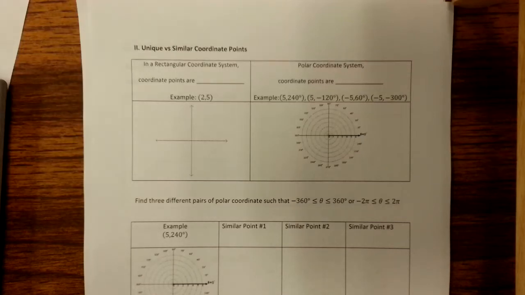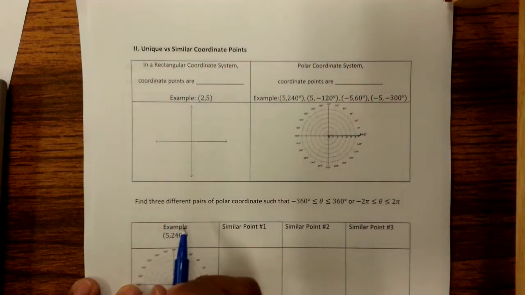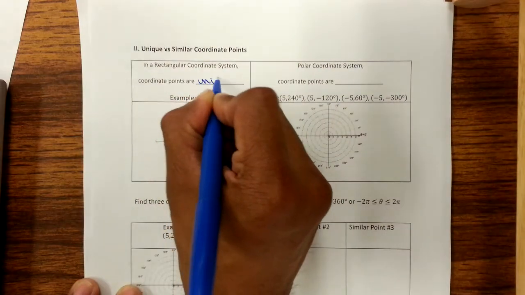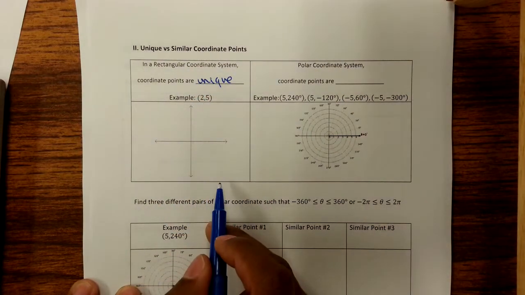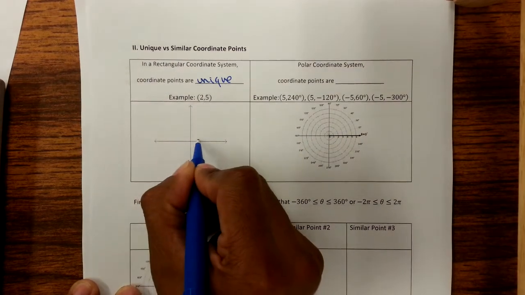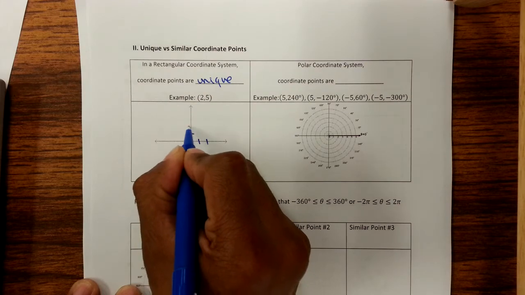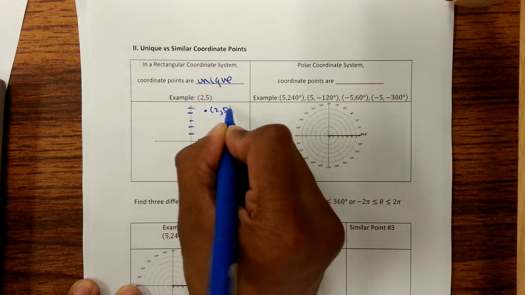Another neat feature about the polar coordinate system is about the naming of the polar coordinate points. Now, for example, in a rectangular coordinate system, coordinate points are unique. What I mean by unique is, take the coordinate point 2, 5, for example. In order to plot 2, 5, I need to go right 2 and I need to go up 5. So here is 2, 5.